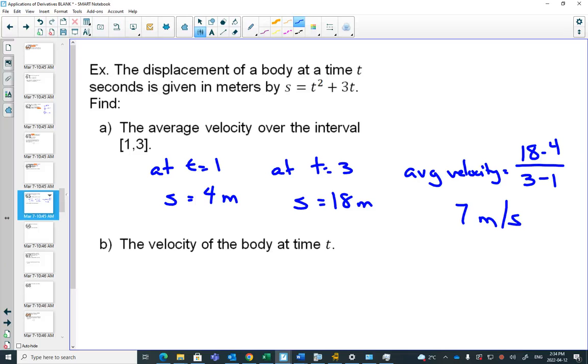But if you want to find the instantaneous velocity at any point, that's where you would take your derivative. So ds dt is going to equal your velocity. In this case, it would be 2t plus 3.